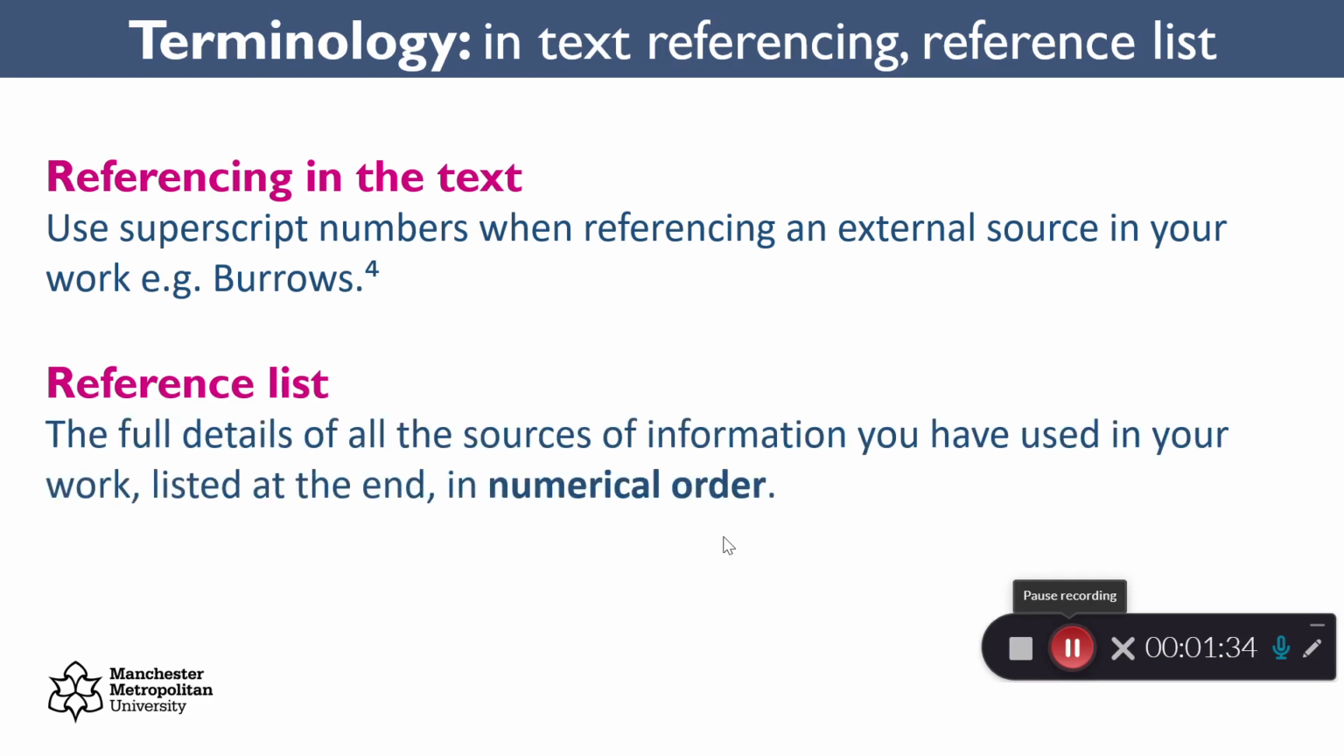Your reference list will be at the end of your work, and this is where you will need to list the full details of all of the sources of information that you have used. This list will be in numerical order according to the order of your citations in the text. All the names of the authors need to be given in the reference list, rather than just listing the first three authors and then posting et al.